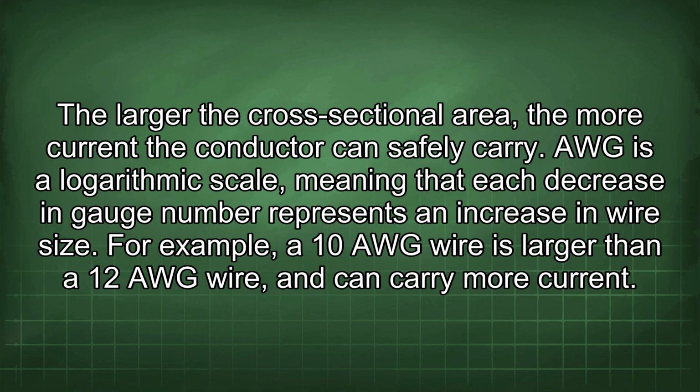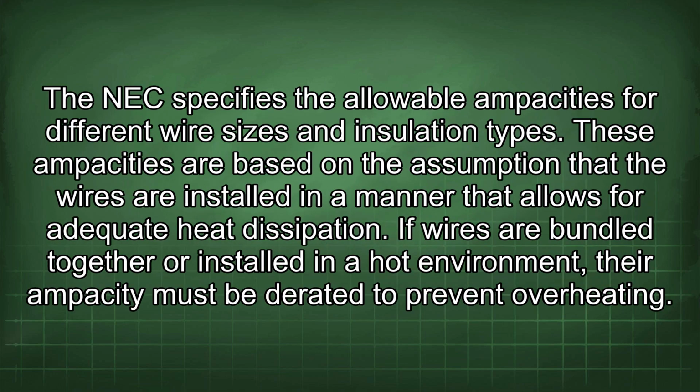AWG is a logarithmic scale, meaning that each decrease in gauge number represents an increase in wire size. For example, a 10 AWG wire is larger than a 12 AWG wire and can carry more current. The NEC specifies the allowable ampacities for different wire sizes and insulation types. These ampacities are based on the assumption that the wires are installed in a manner that allows for adequate heat dissipation. If wires are bundled together or installed in a hot environment, their ampacity must be derated to prevent overheating.